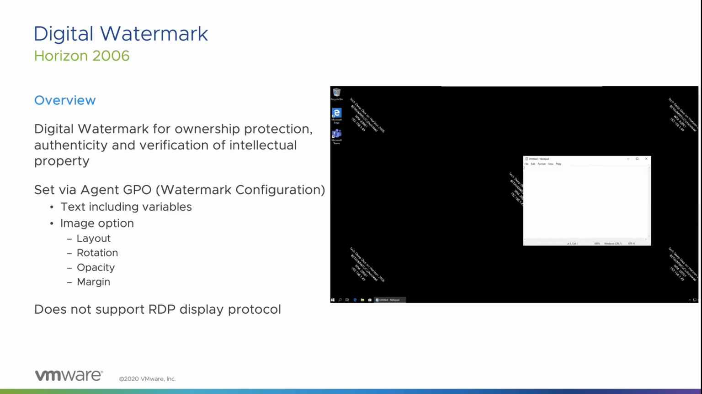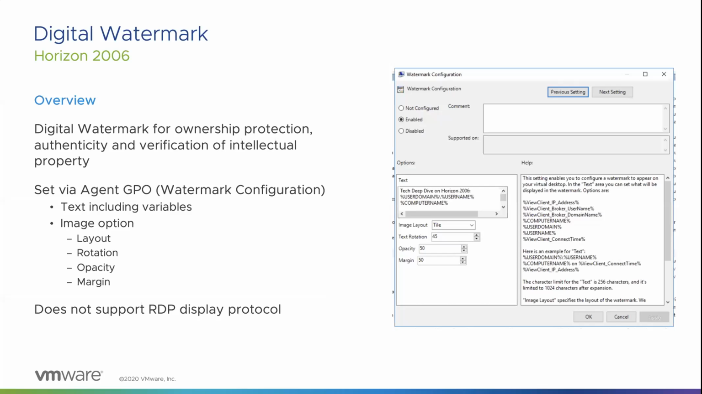The good thing about the digital watermark is the users are aware of it, and it's a visual deterrent as opposed to having to do a retrospective confirmation of who took that screenshot. You can configure it with group policy. It's a user-based group policy as well, and you can put the typical environment variables in there that you'd expect to see. So you can choose to tile it on the screen, or put it in four corners or the middle.